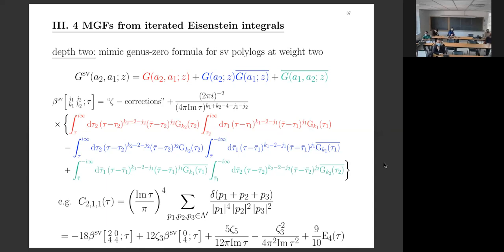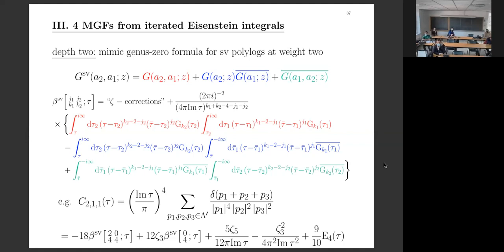Or here, this is about real analytic combinations of iterated Eisenstein integrals that have a nice modular behavior, or at least as nice as you can get. Yeah, this disclaimer, as nice as you can get, is illustrated by the example here. So here is a two-loop modular graph form, C2,1,1. It's a double sum, if you wish, after evaluating the Kronecker delta.